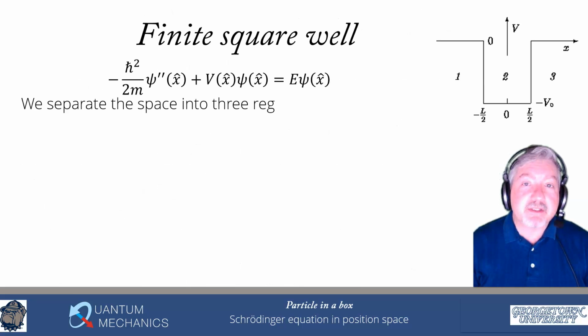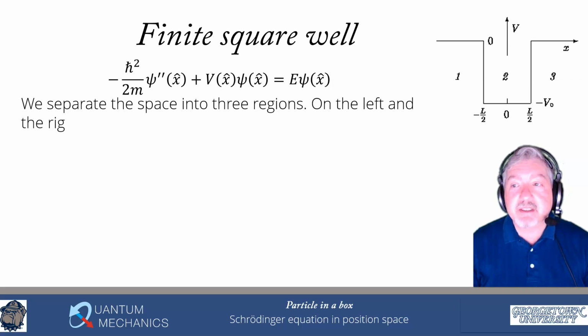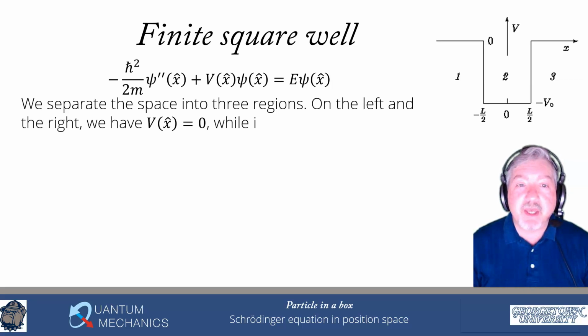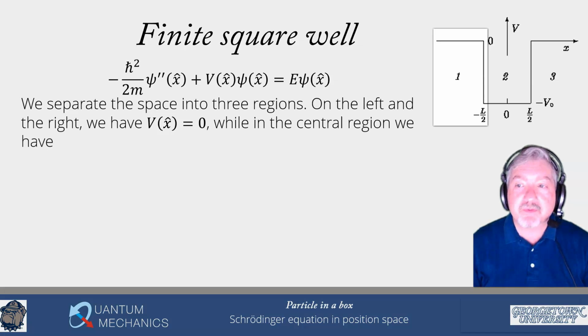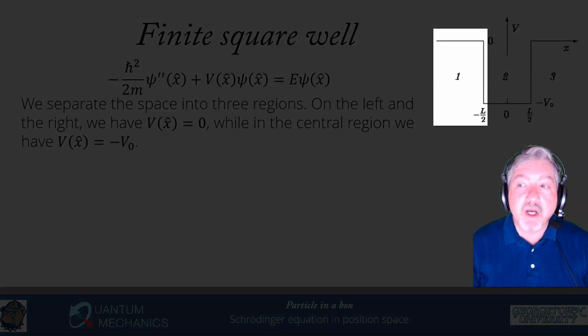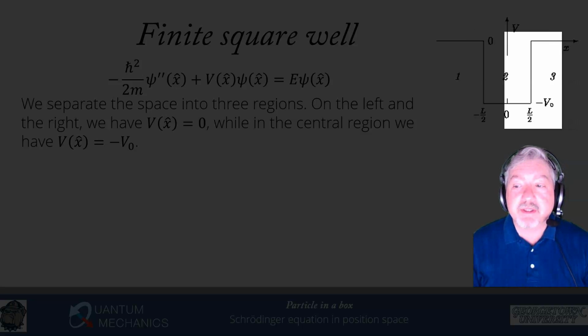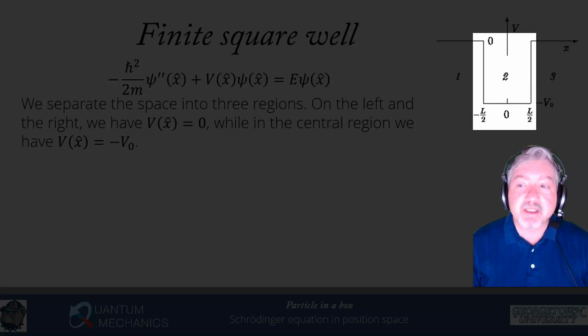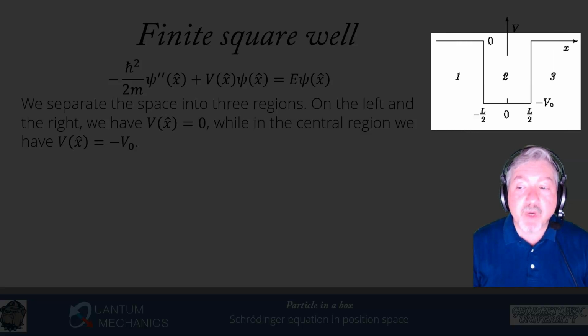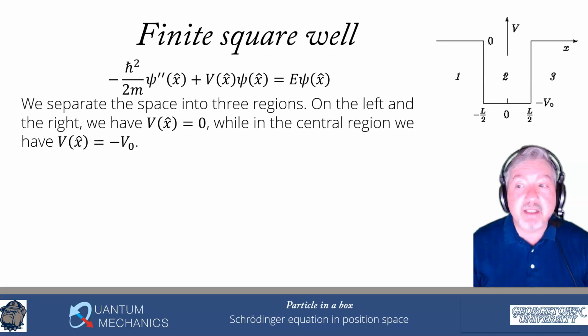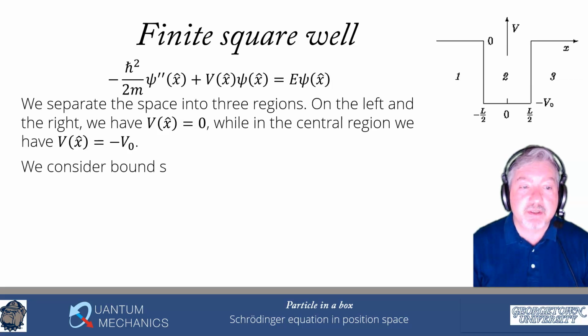So the problem we're going to look at is a finite square well, and the potential is depicted for you here on the right. We have to separate into three regions, 1, 2, 3. The leftmost region 1 and the rightmost region 3 both have a potential that's equal to 0, while the central region has a potential that's given by minus V0. Now, as you can see, this is a potential that is piecewise continuous. It has discontinuities at minus L over 2 and at L over 2. That's okay. We can handle potentials that have discontinuities.